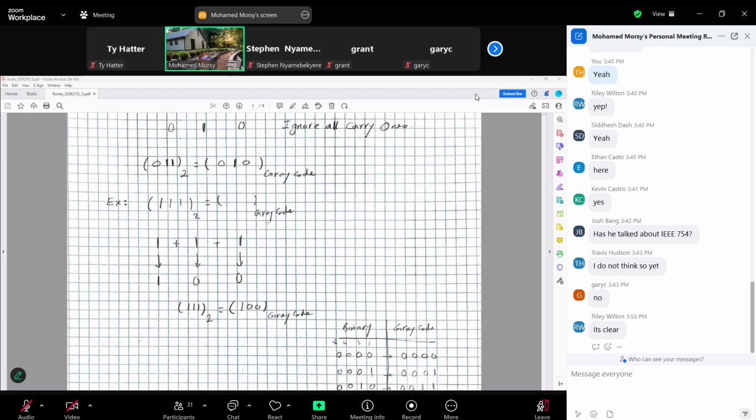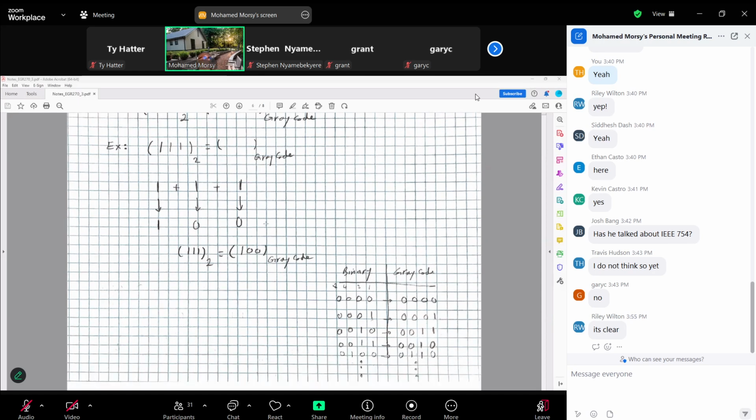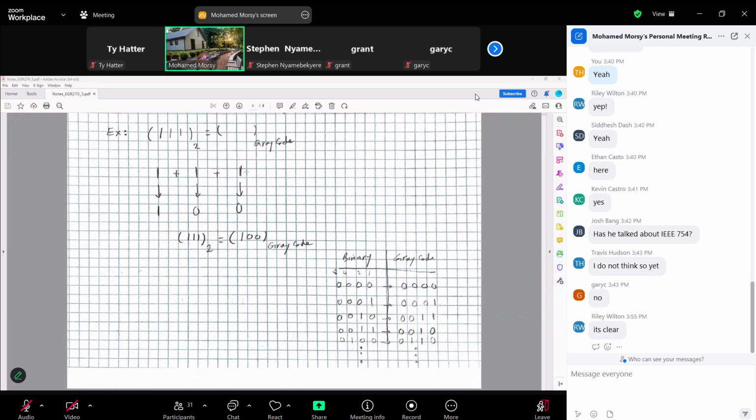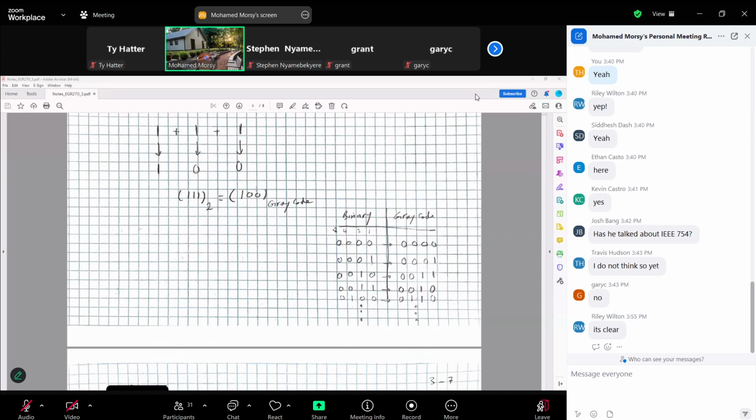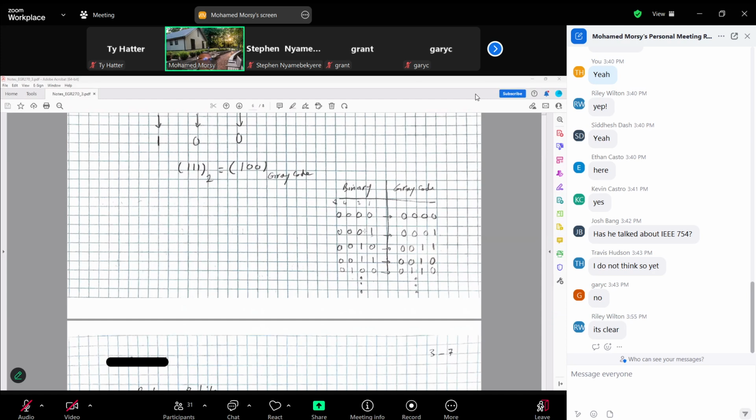Okay? Now, why is using a gray code better in a communication system for error detection? Look at this table here. This is a binary representation here, like 0000 represents 0, 0001 is 1, 0010 is 2, in sequence. They represent the decimal numbers in sequence. So this is the sequence here.